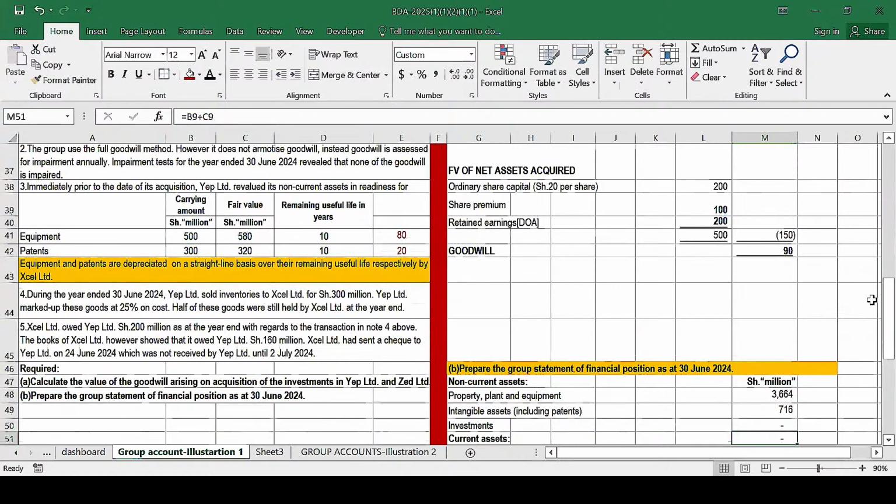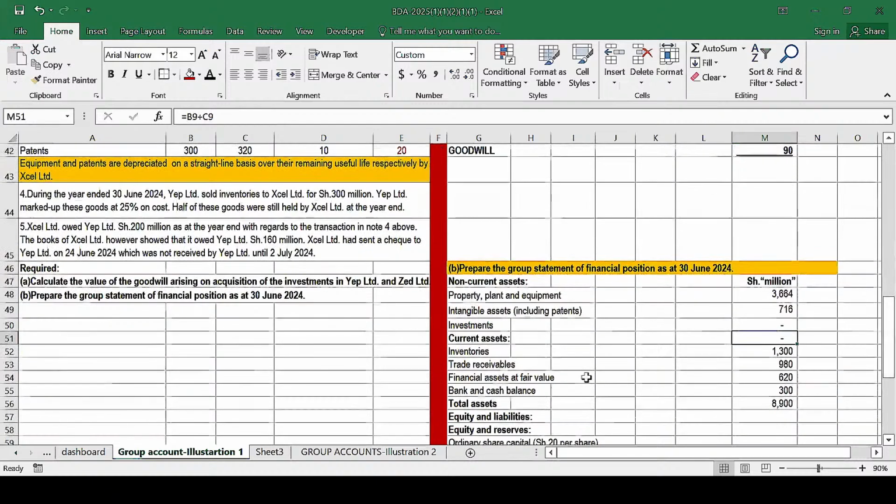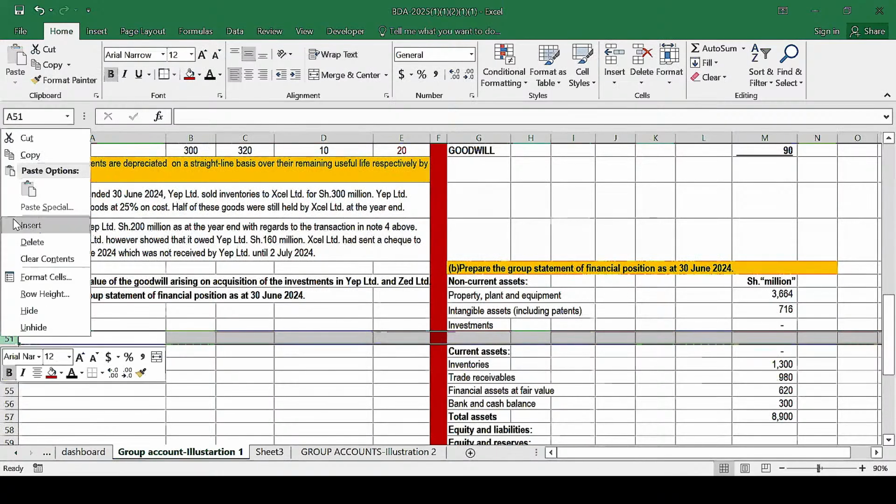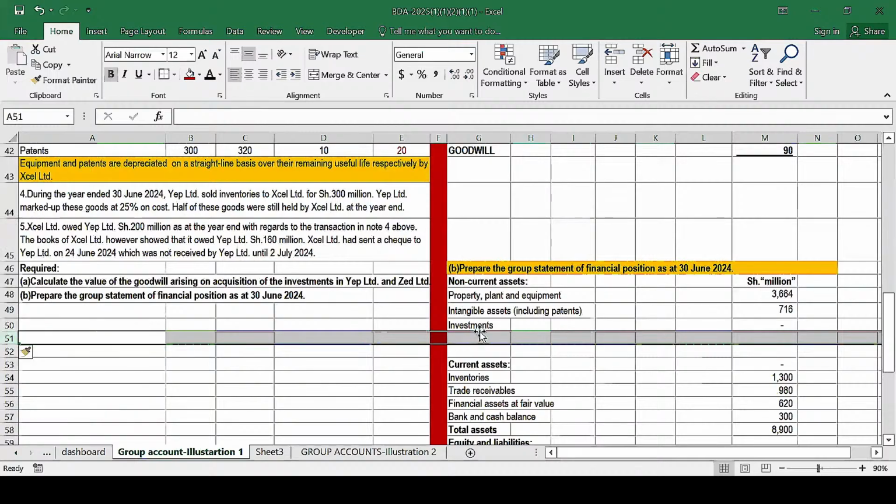Now instead, what do we include here? So there are a number of items you're going to capture here. I need to create some more space here. Maybe I can just insert a number of rows here. Yes, let me insert like 2 of them. There are 2 items I need to add here. One, I need to add the goodwill.